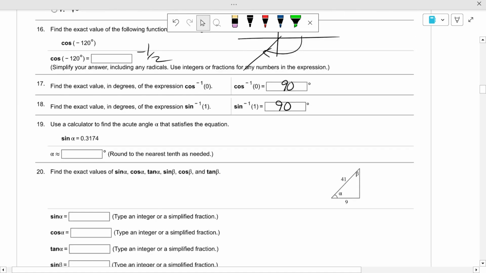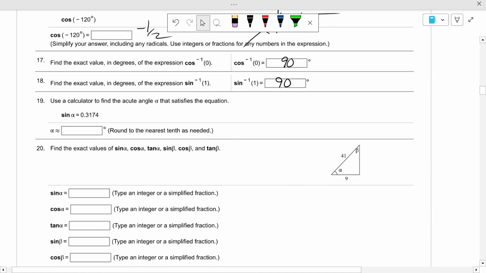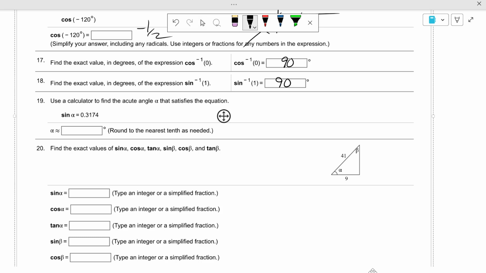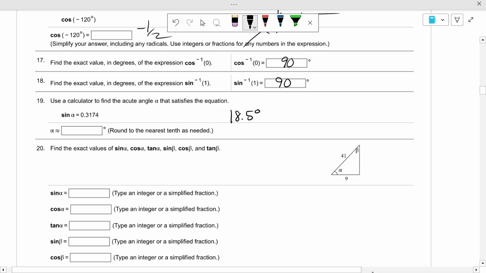Okay, 19. You type this into your calculator. So you go inverse sine of 0.3174. How many degrees is that to the nearest tenth? 18.5 degrees. Okay? Are we good with that? Okay, make sure your calculator is in degree mode, not radian mode. So know the mode of your calculator. Jenny's having a power nap over there.